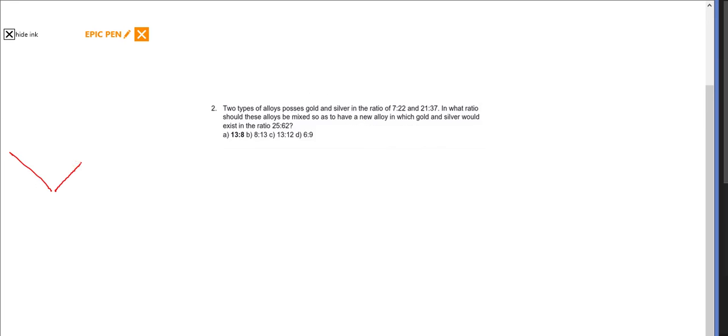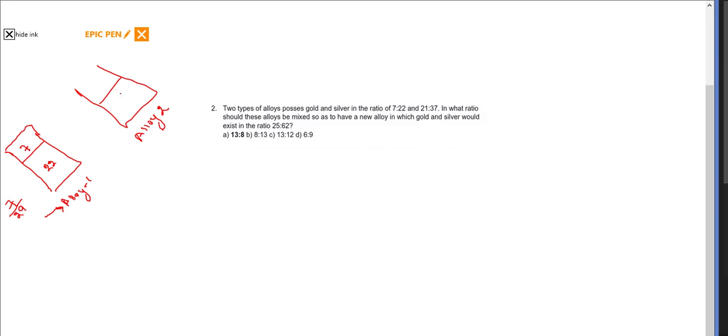This is alloy 1, and this is alloy 2. In alloy 1 we have 7 parts gold and 22 parts of silver. So how many parts do we have in total? We have 7 plus 22, which is 29 parts. Out of these 29 parts, we have 7 parts as gold. This is our alloy 1.